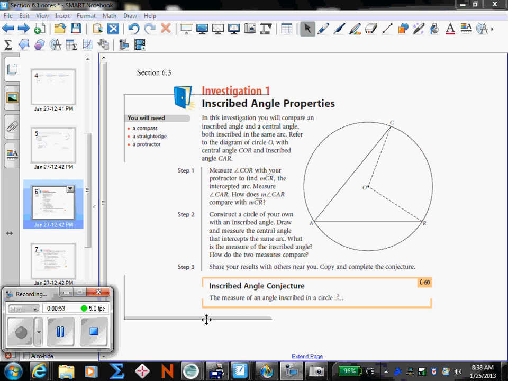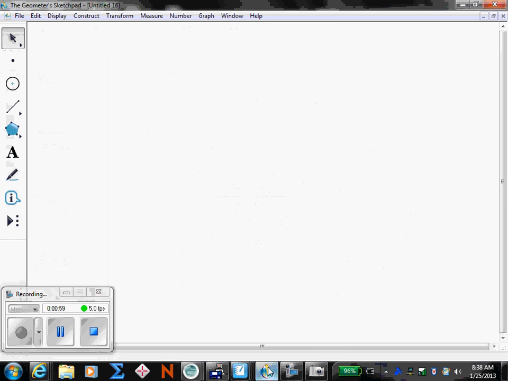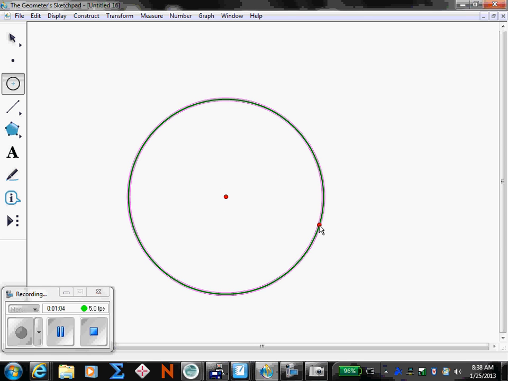And you can see it says the measure of an angle inscribed in a circle blank. So we need to fill in the blank. So let's open up Sketchpad and get started. So we're going to construct a circle, and we are going to make an inscribed angle.